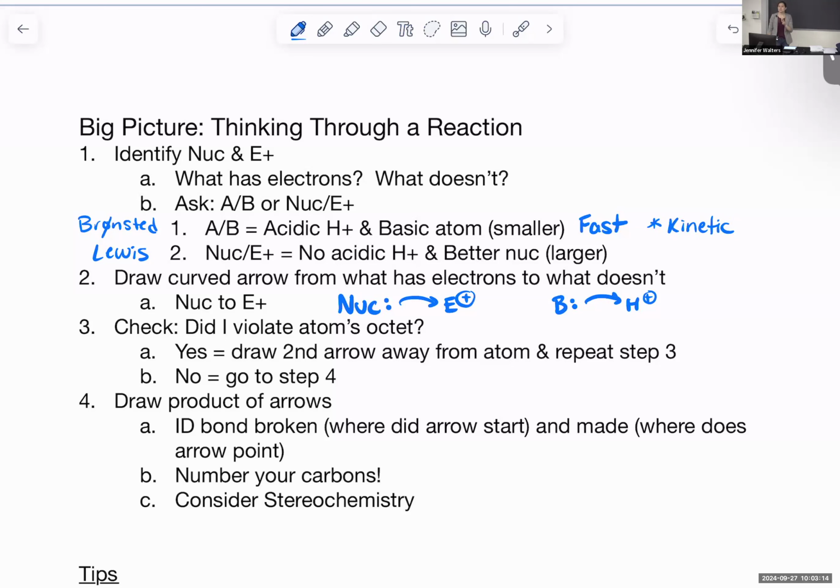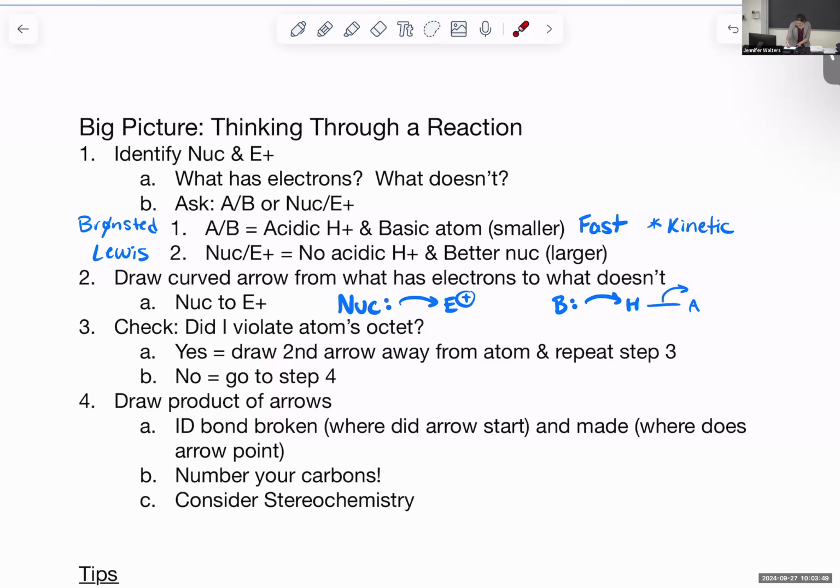Step 3, check to see if you have violated your atom's octet or its valence shell. If yes, then we need a second arrow going away from that atom. If no, then you can just move on. Remember that with our hydrogen, we said hydrogen can't make 2 bonds. So when we had our arrow go towards the hydrogen, we had to have another arrow going away from it, right? If you are violating your atom's valence shell, then you need another arrow going away. Don't make too many bonds to an atom.